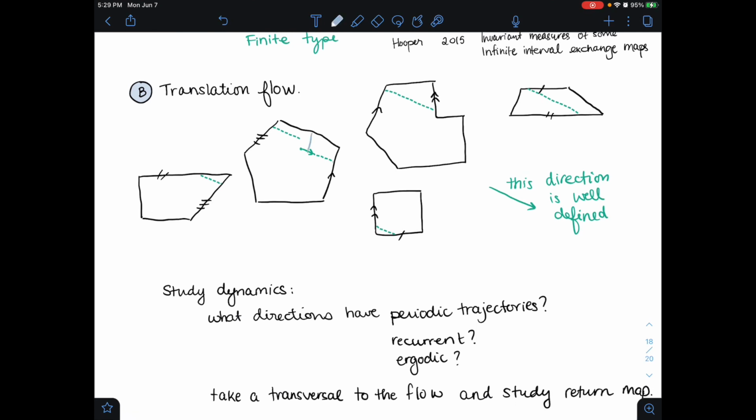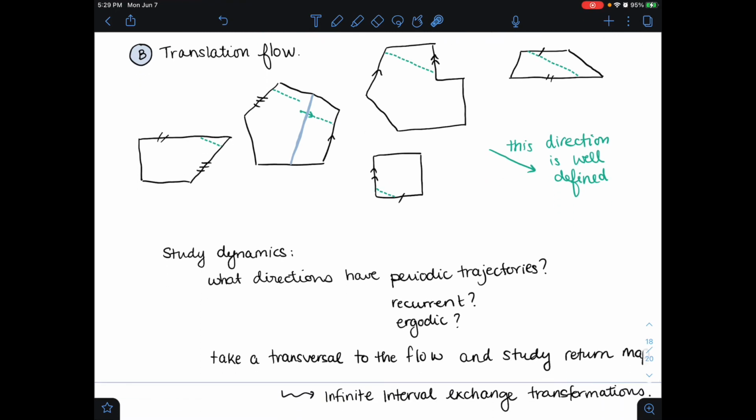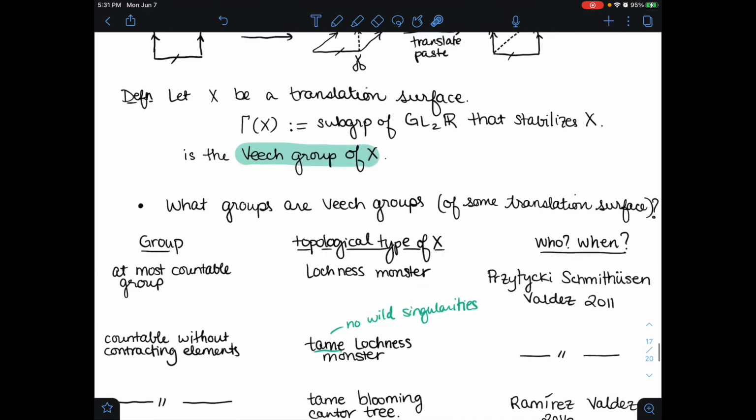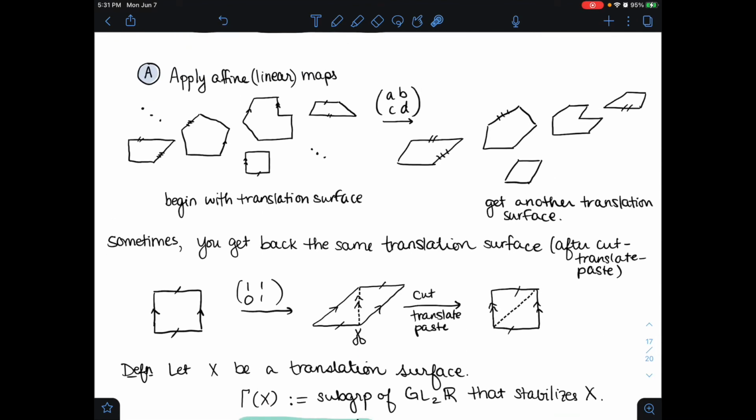It's also interesting to take a transversal to the translation flow, take a point on the transversal, flow it, and see where it comes back. And this gives a map from the transversal to itself that we call an interval exchange transformation. And by studying translation surfaces of infinite type, we get to study infinite interval exchange transformations. So here's a quick list of examples of infinite type translation surfaces where people have studied these questions. The infinite step billiard is the first example of a translation surface we saw in this talk. So it's important to note that while I showed translation flow and Veech group as two separate things, they're incredibly related and it's impossible to study one without studying the other.